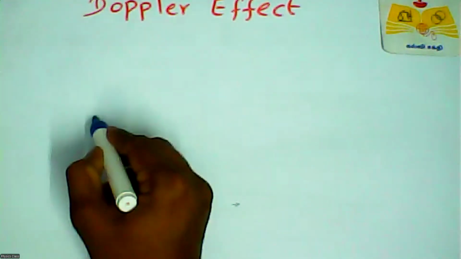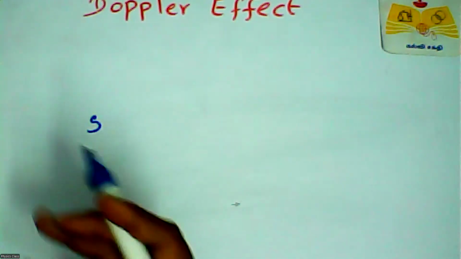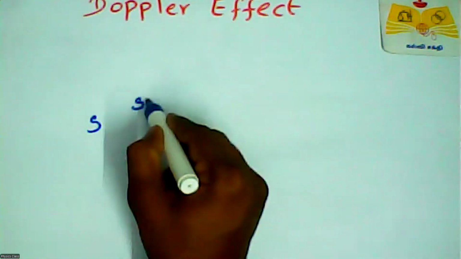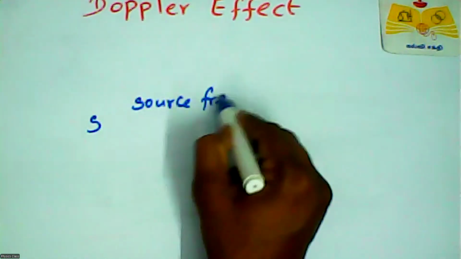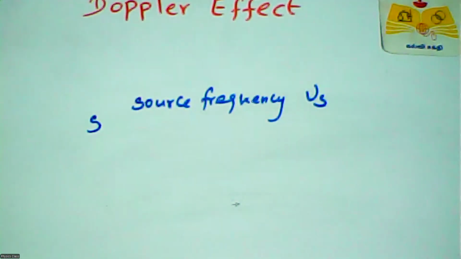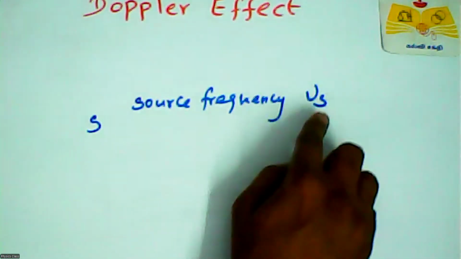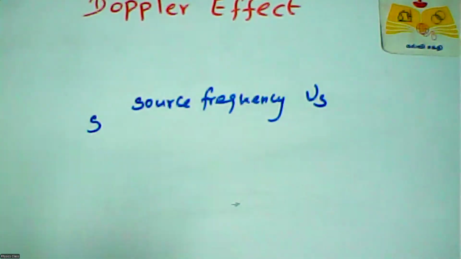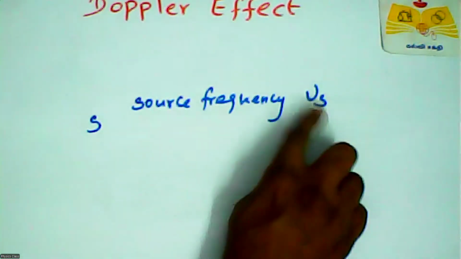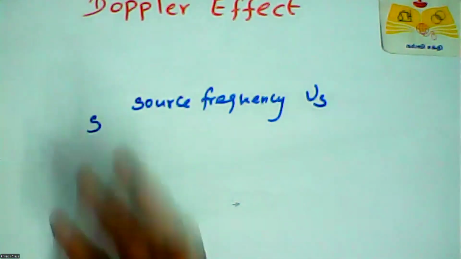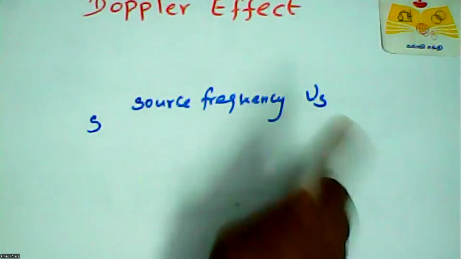Suppose a source produces sound with some frequency. We call it the source frequency. In some books it is denoted by f_s, in some books by nu_s. This is the source frequency, the frequency of the sound produced by the sound source.